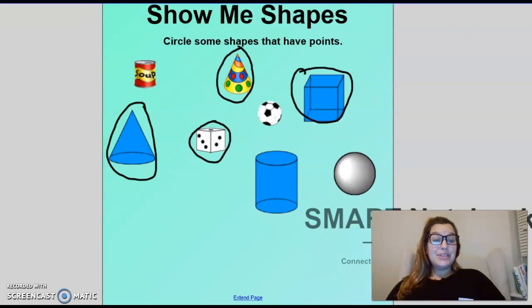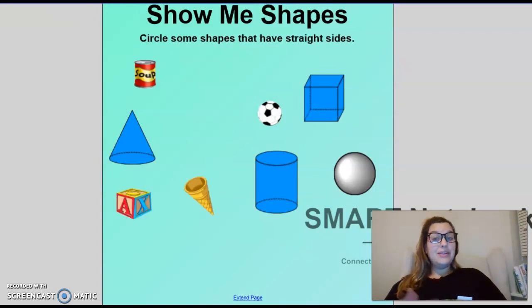So if we circled the shapes that have points, the ones we didn't circle don't have points. Very good. So we actually just classified or sorted our shapes by using the features of points and having no points. Great job. Let's go on to our next problem.